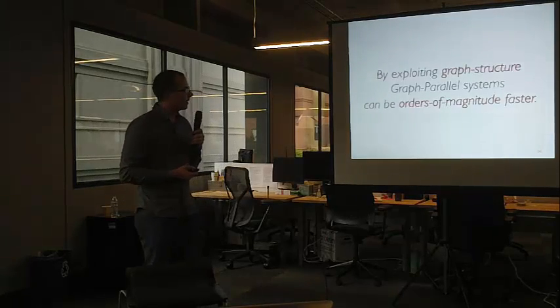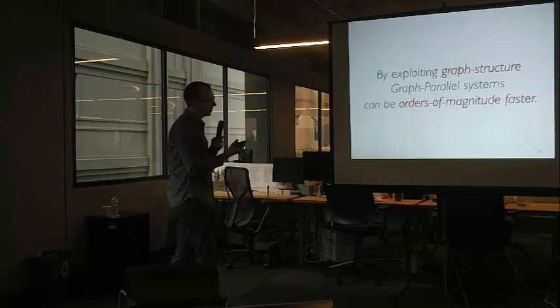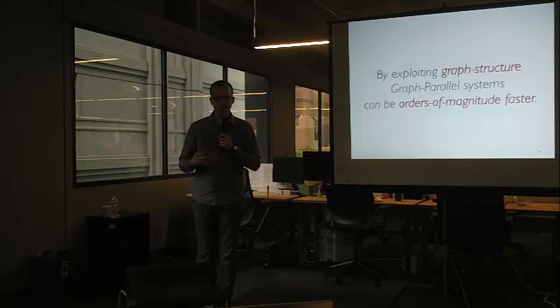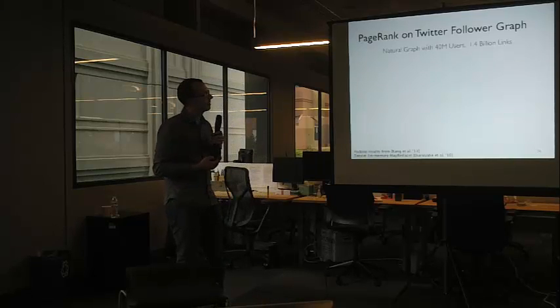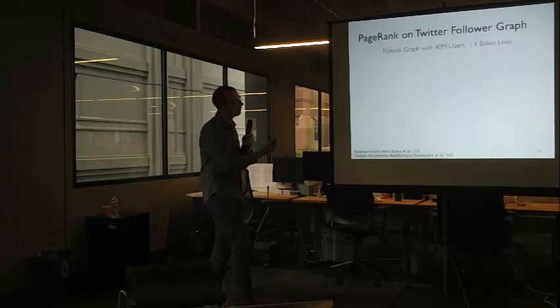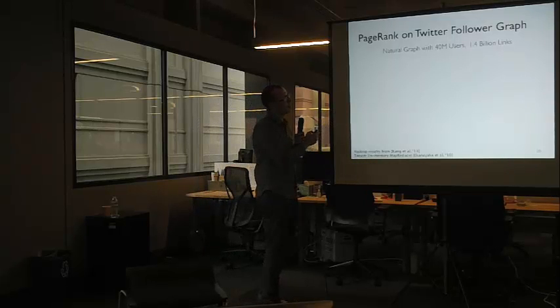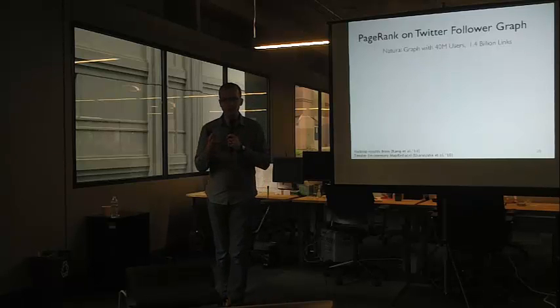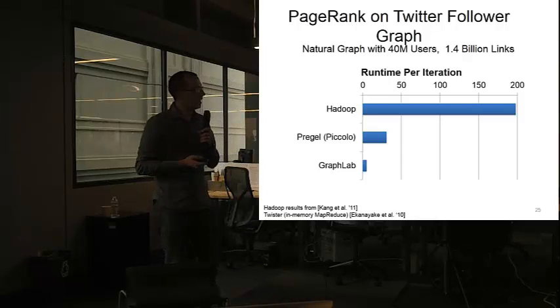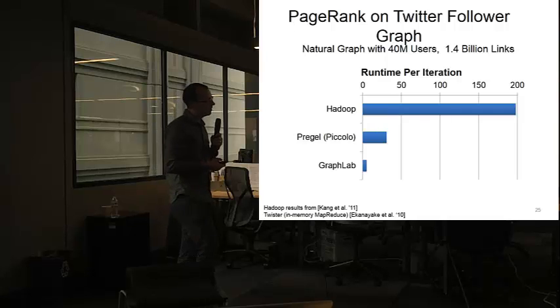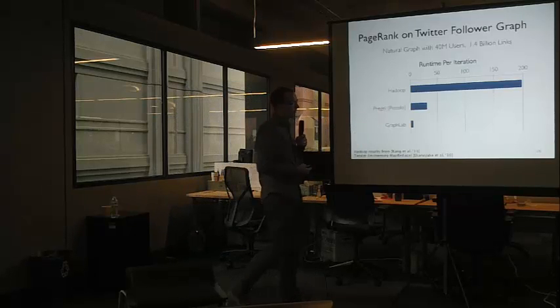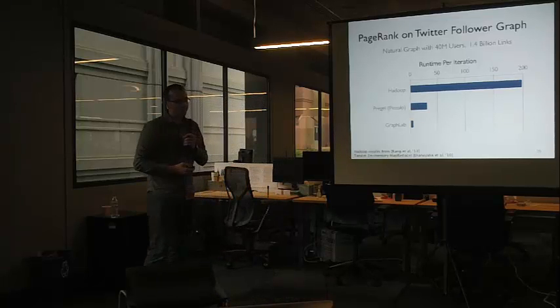Okay, so by exploiting the graph structure, these graph parallel systems can actually achieve orders of magnitude performance gains. So I go back and look at the speed-ups we get from these systems. Here's a task like PageRank on the Twitter follower graph. It's a relatively large graph with 40 million users and 1.4 billion links. And I want to reason about PageRank, or some measure of the importance of users. If I compare against a system like Hadoop, we can achieve orders of magnitude gains going from Hadoop to a system like Pregel or GraphLab. And we see this in a lot of things.